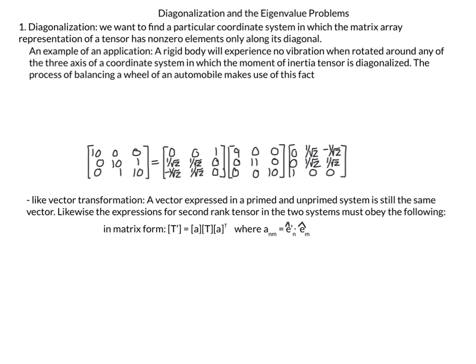And then one other note, just to talk about an example of an application. A rigid body will experience no vibration when rotated around any of the three axes of a coordinate system in which the moment of inertia tensor is diagonalized. And the process of balancing a wheel of an automobile makes use of this fact.